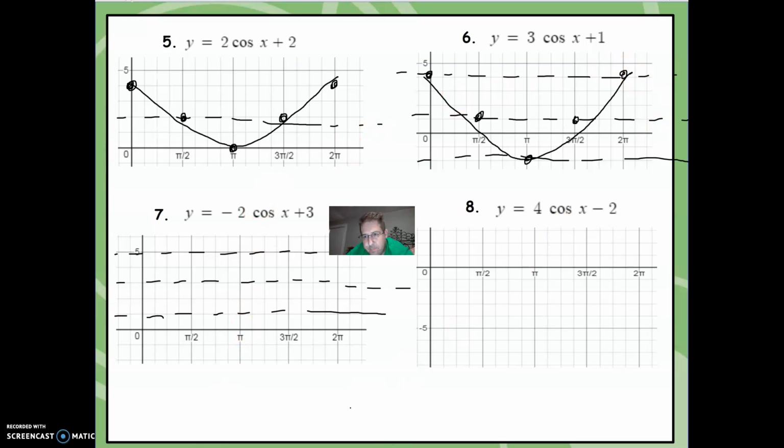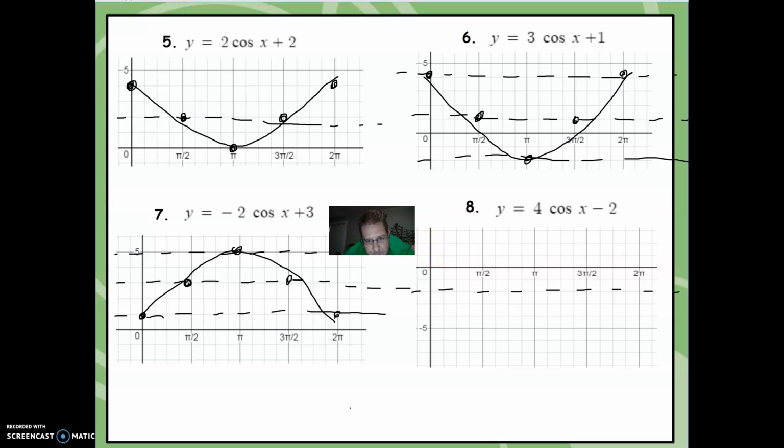All right, so picking up where I left off there, I had to stop for a second. -2 means that it's going to start down here. It's cosine starting at the minimum, then it's going to go back to the midline, maximum, midline, minimum, just like that.